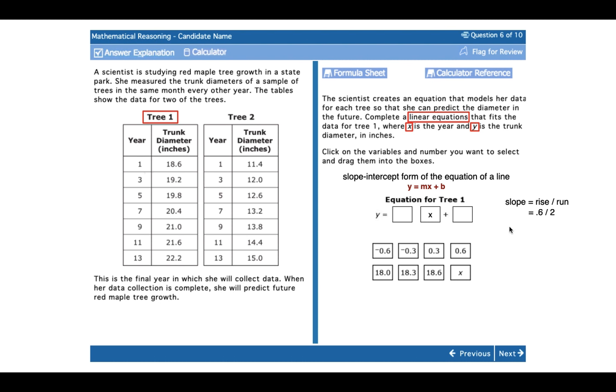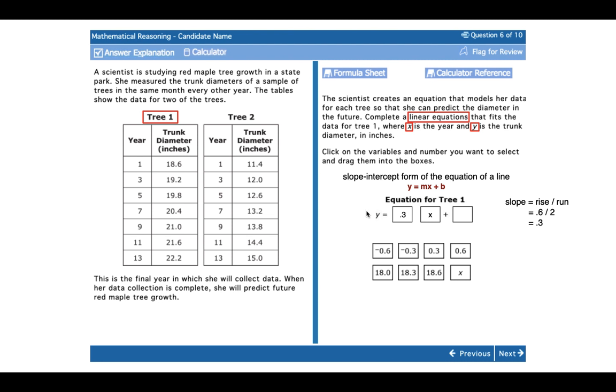So the slope is 0.6 divided by 2. Rise over run. 0.6 divided by 2 is 0.3. Hey, what do you know? 0.3. We can just drag that up there. We're 2/3 of the way done.